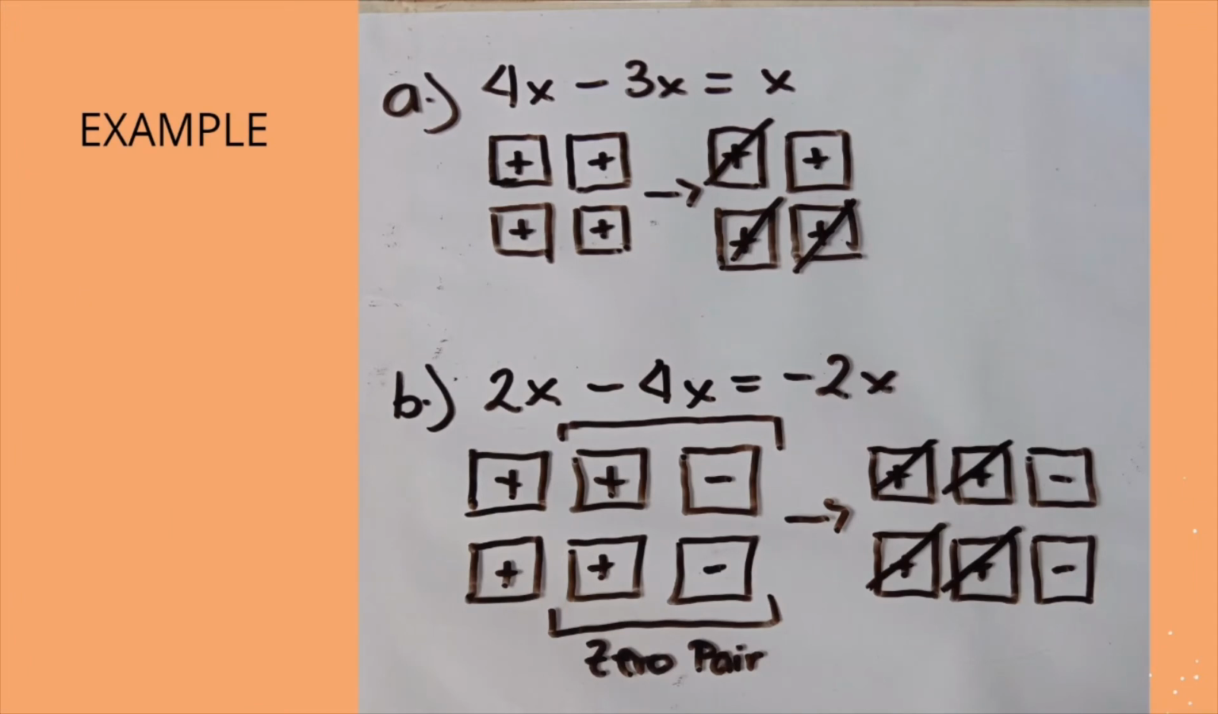We have 2 examples here. First is 4x minus 3x is equal to x, which illustrates as 4 positive tiles subtracted by 3 negative tiles, so we have 1 remaining tile. Next example is 2x minus 4x is equal to negative 2x. To subtract 4 positive tiles, add 2 zero pairs of x tiles, then take away 4 positive tiles. This leaves us 2 negative tiles.